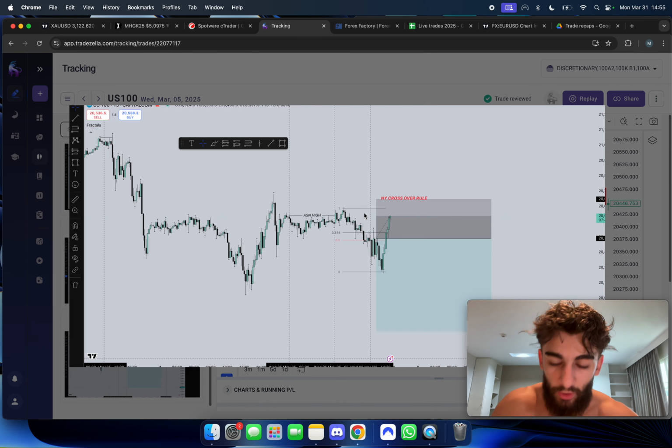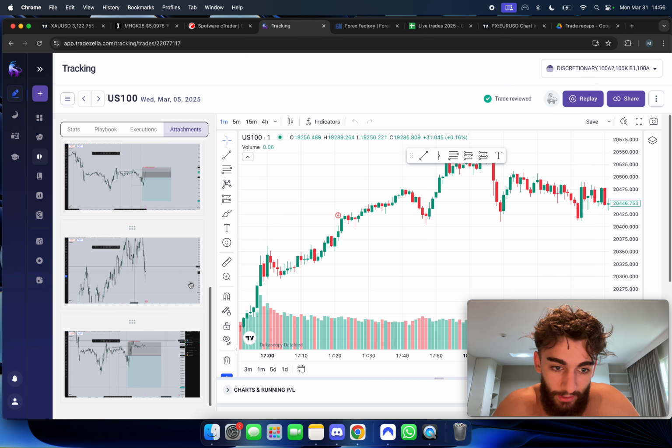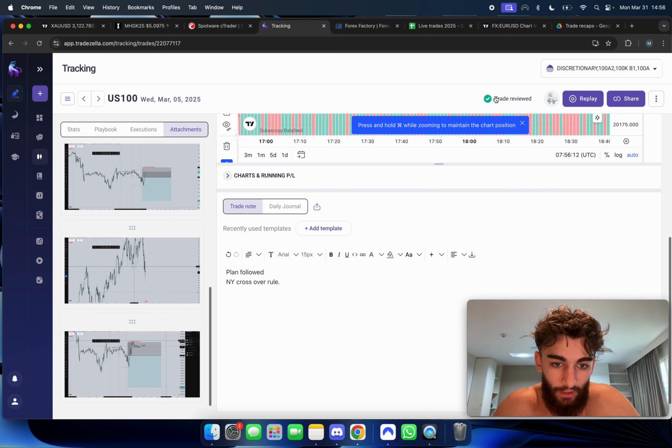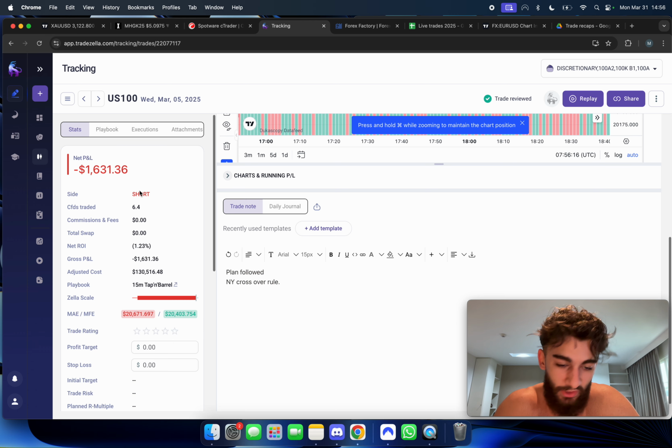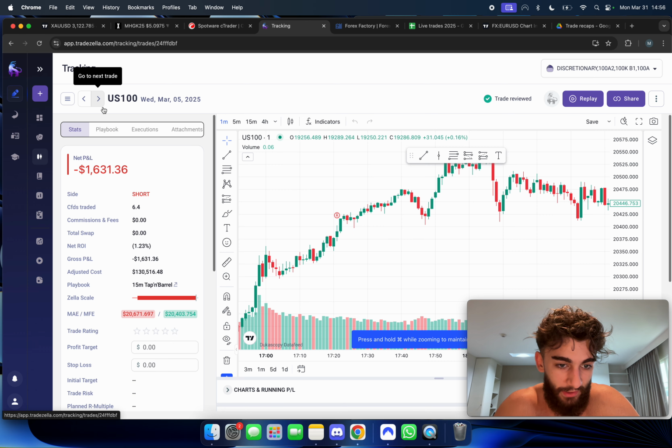The New York crossover rule, which I'm going to leave to the people that know about the tap and barrel model. If you don't know about the New York crossover rule, that is some niche source that we will leave to the PDF when that's released, and the mentorship, obviously. So, New York crossover rule initiated, took the setup, unfortunately was just tapped out there. Plan followed, New York crossover rule, sweet. Nothing really to add there. What did we lose? We lose 1.6%. That's fine. That's the game.